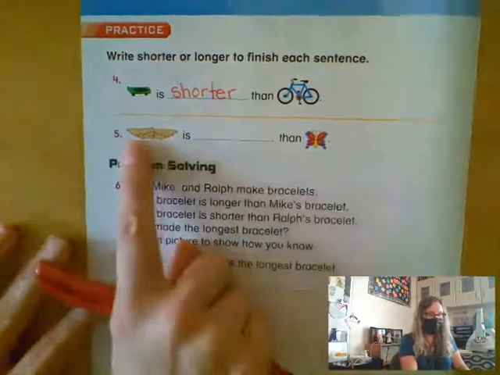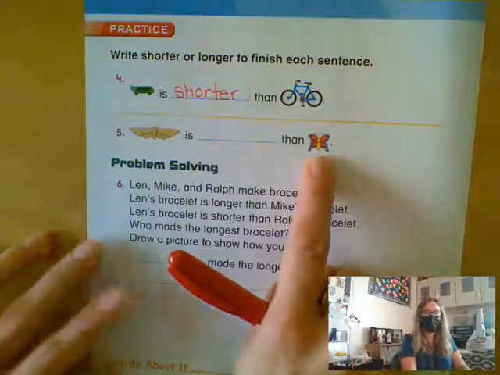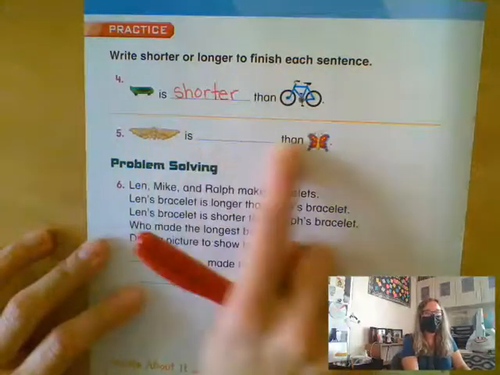All right, now I have a moth and I have a butterfly, Drew. Is the moth shorter or longer than the butterfly?